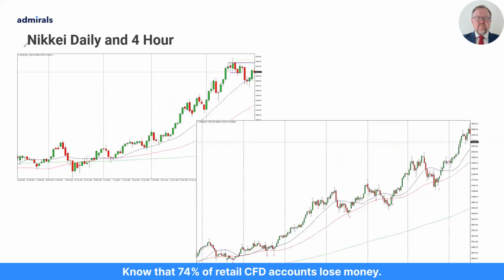So this is the Nikkei, the Japanese index, on the daily and the 4-hourly. As I said, if you think about it, for a daily chart, 24 hours, if you're using a 4-hour chart, it's not a 1 to 4 ratio, it's about 1 to 6. It's not a hard and fast rule. It's just a case of using what is available to you and a little bit of common sense.